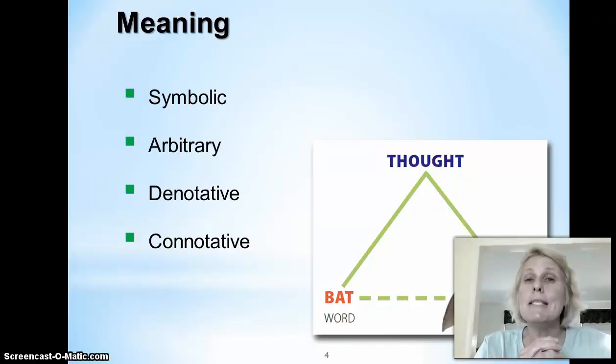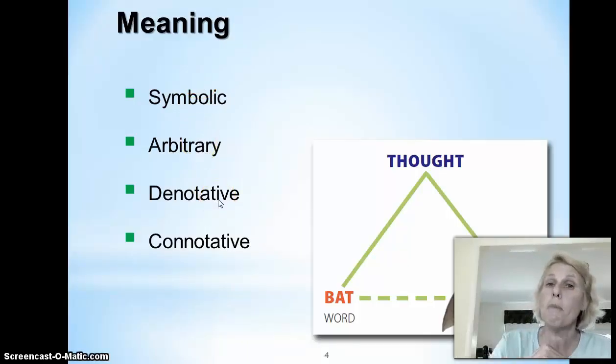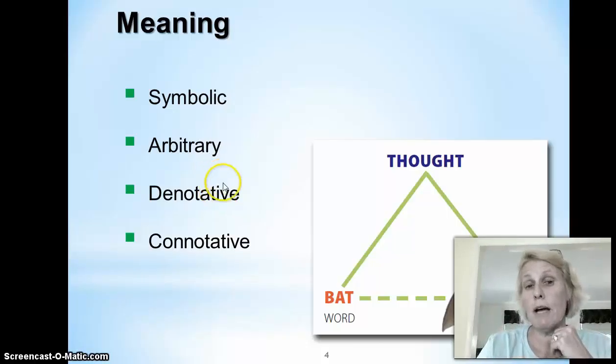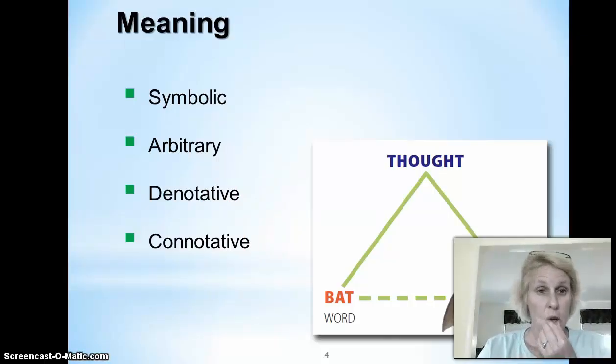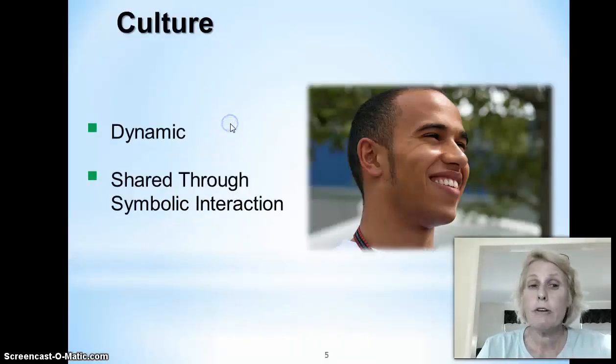However, if I look up the denotative definition of retard, it means to hold back. So it would be used in a denotative way, but we know in a connotative way, the meaning or the colorings of the word is inappropriate. So meaning of words, whether it's symbolic, arbitrary, or denotative or connotative.